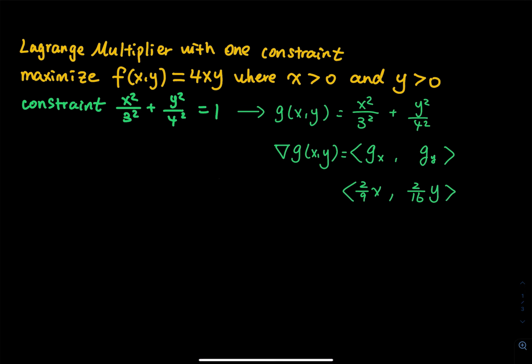And then on the other side, we have to do the gradient of function f. So let's follow the color. That is the gradient of f, which equals the partial derivative with respect to x and the partial derivative with respect to y. So what is that equal to? For 4xy, the derivative with respect to x is 4y, and the derivative with respect to y is 4x. And that's it.